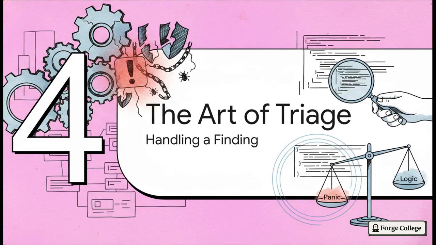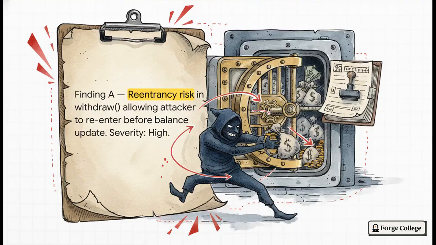Which leads us perfectly into Section 4, the art of triage. Basically, how to handle a finding. All right, this is where the rubber meets the road. You've just received a scary vulnerability report. How do you handle it without completely freaking out?